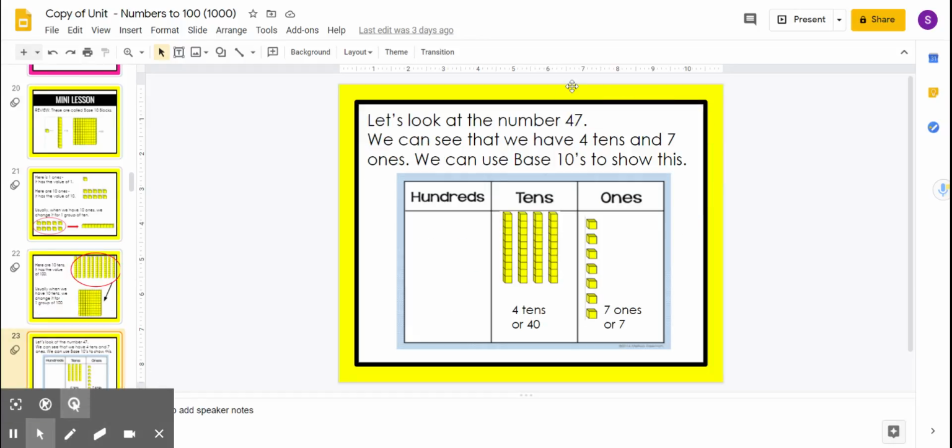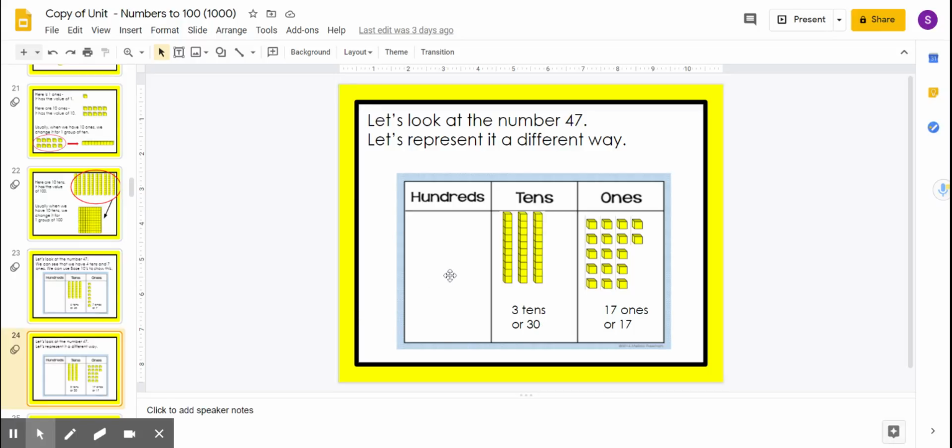So let's have a look at the number 47. This is what we were doing last week, putting numbers on a place value chart, 47, and then representing it using base 10s. So 47 means I have 4 tens, or 40, 10, 20, 30, 40, 4 tens, and the 7 goes in the ones column, and I have 7 ones.